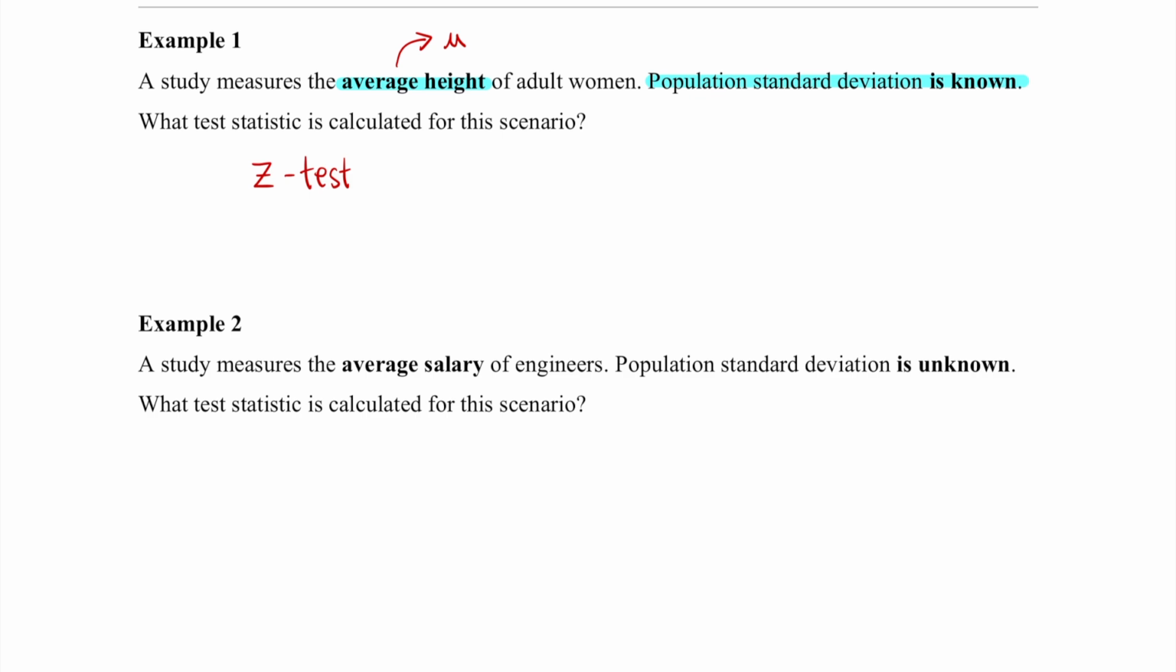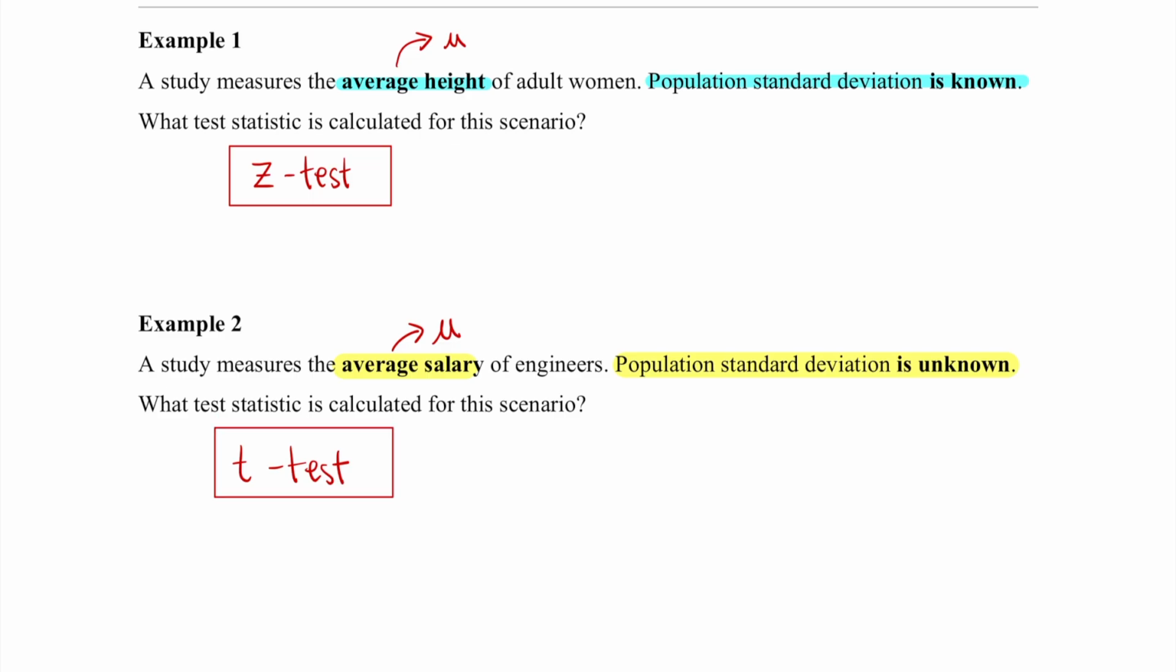Now, let's look at example 2. A study measures the average salary of engineers. Population standard deviation is unknown. What test statistic is calculated for this scenario? Again, we are measuring an average. So this is a test about a population mean. But this time, the population standard deviation is not known. So we use a t-test. Now, let's put everything together.